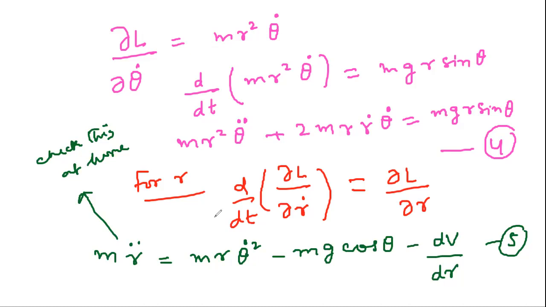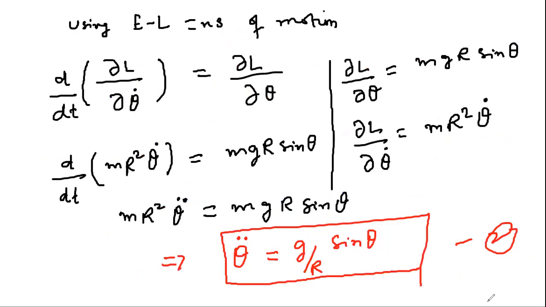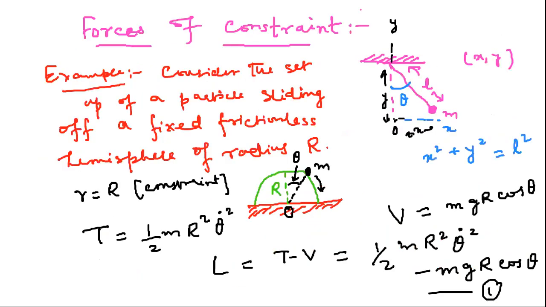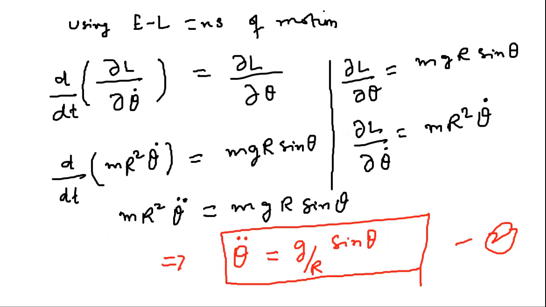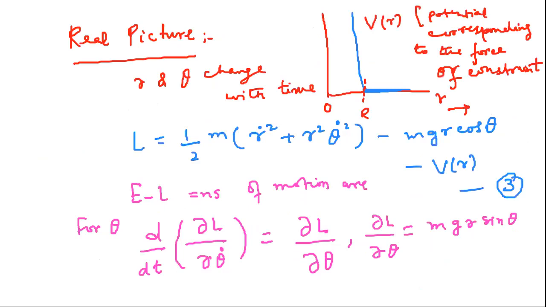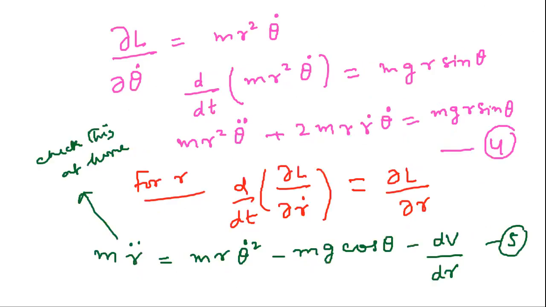So see, when I take the real picture into consideration, I am not imposing the constraint, then I have two equations of motion, one in r and second in theta. But when I, at the outset, start with the restriction using the constraint small r is equal to capital R, then I have just a single equation. Things were easier. But there was no way to figure out the force of constraint. Now I have a way to figure out the force of constraint.